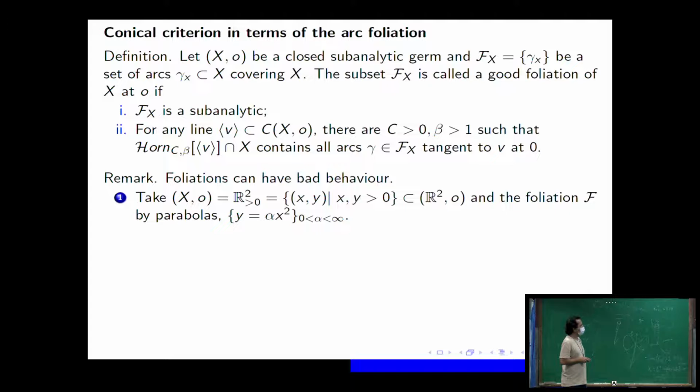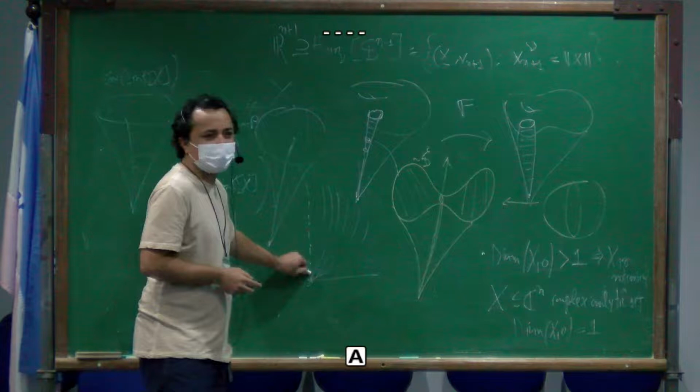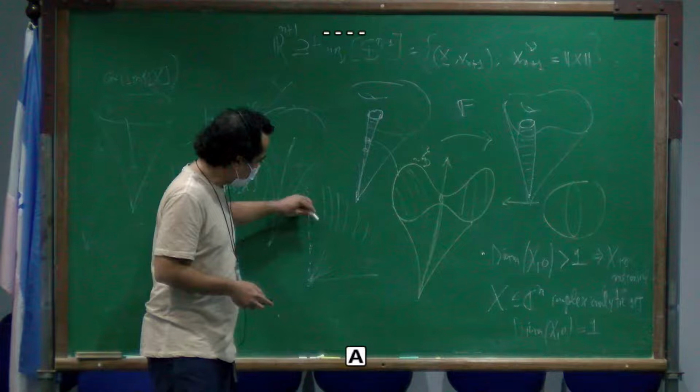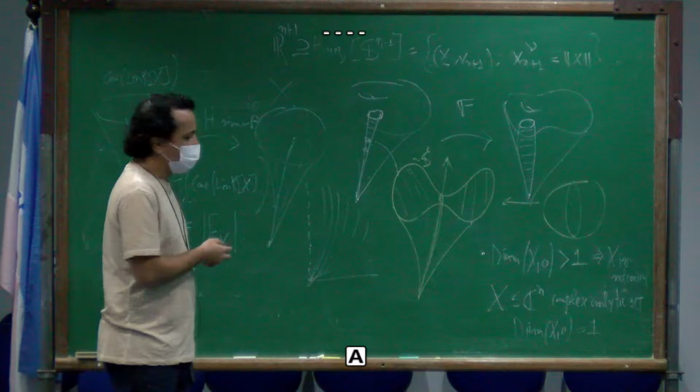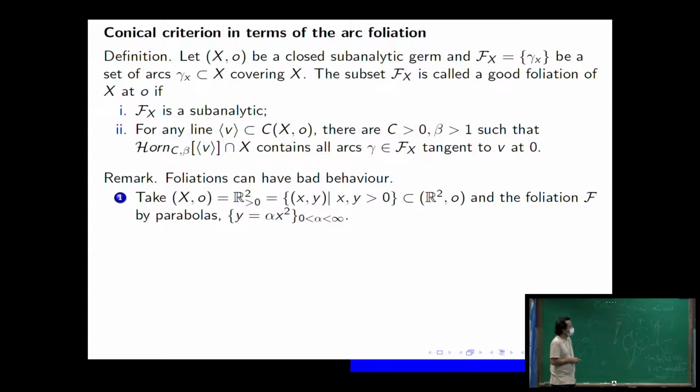A foliation can have bad behavior. The first one is not exactly bad, but suppose you have the first quadrant, and then take the foliation by parabolas. In fact, you can foliate not exactly the closed quadrant, right? This line cannot be covered, but you can cover everything except this line. This object is of course conical, but if you cover it by parabolas, observe that all arcs are tangent in this foliation. So this foliation does not reflect the metric type of this set. It's not a good choice in order to understand what happens, right?